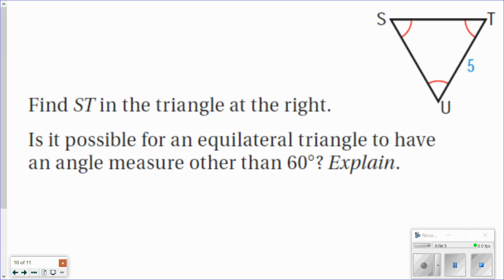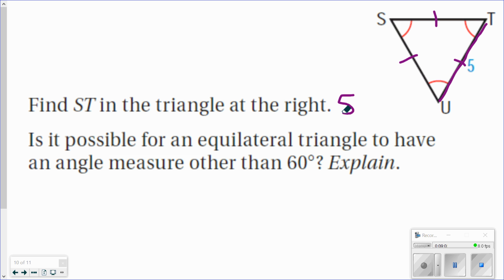All right, so I have a triangle here. I want to find ST in the triangle at the right. Well, if I look at my diagram, I notice that all of my angles are congruent. Since this is an equiangular triangle, I also know that this is equilateral from the last slide. So all these side lengths are congruent. So since this side length, UT, is equal to 5, that means that ST is also equal to 5.